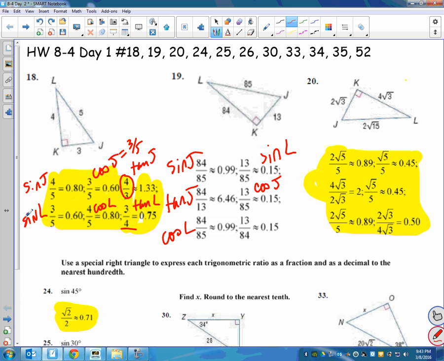Good gravy. We could just stop listening to me at this point. This is what happens when I'm making notes at almost 10 o'clock at night. I just feel like they should have switched those around, but alright. This would be tangent of L. Hopefully yours is better than mine.